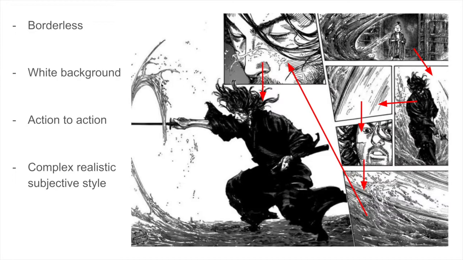Vagabond is an action-driven manga. However, it rarely uses blurring or onomatopoeia to emphasize movement. Instead, it takes a more subjective approach. The manga uses smaller panels and action-to-action as well as action-to-individual transitions to show movement.